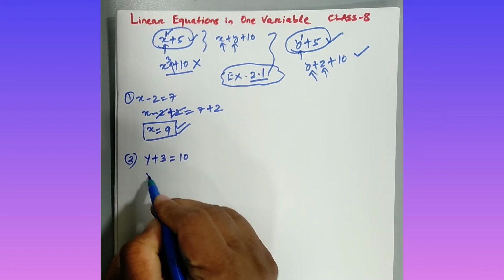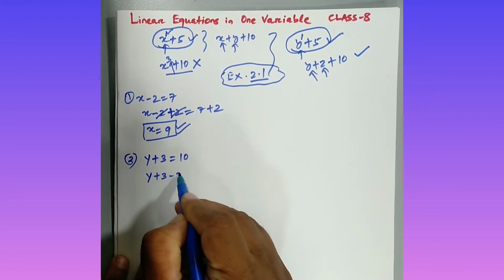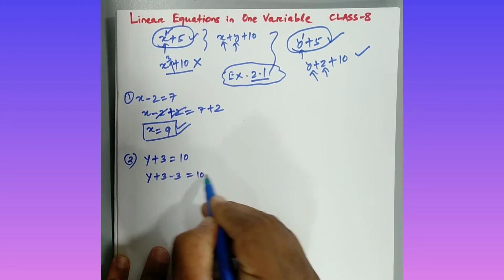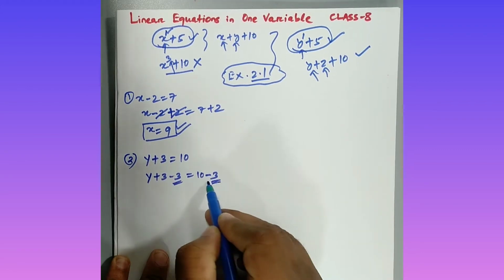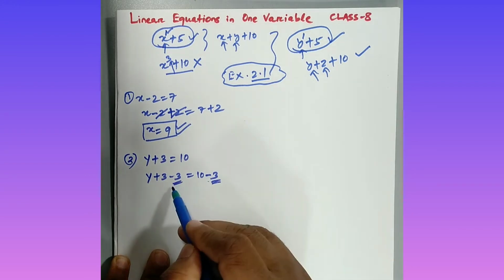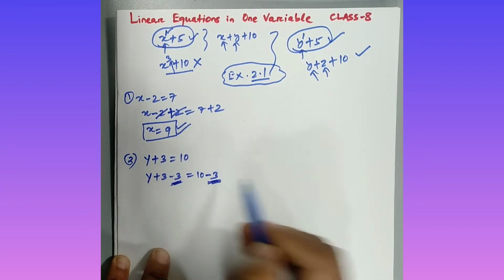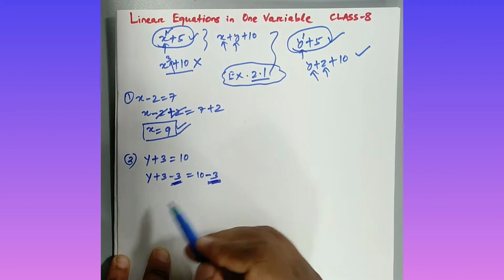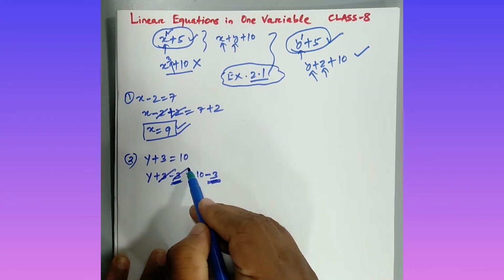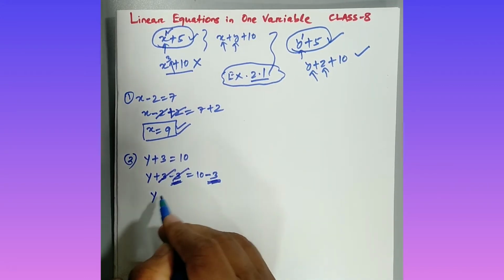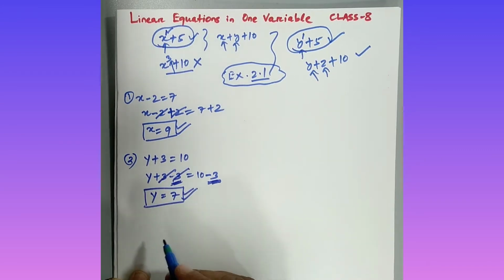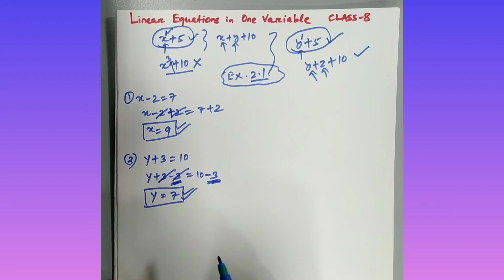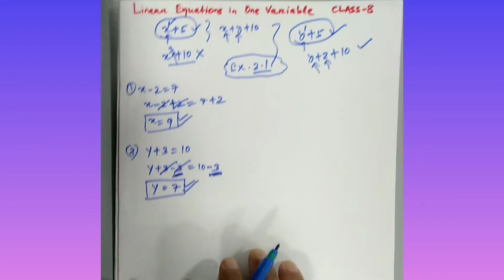Look here, y plus 3 minus 3 is equal to 10 minus 3, because I have to subtract 3 on both sides, LHS and RHS. So plus 3 minus 3 cancels. What you get is y equal to 10 minus 3, which is 7. So y equal to 7 is your answer. Okay, fine. Now move on to the next question.